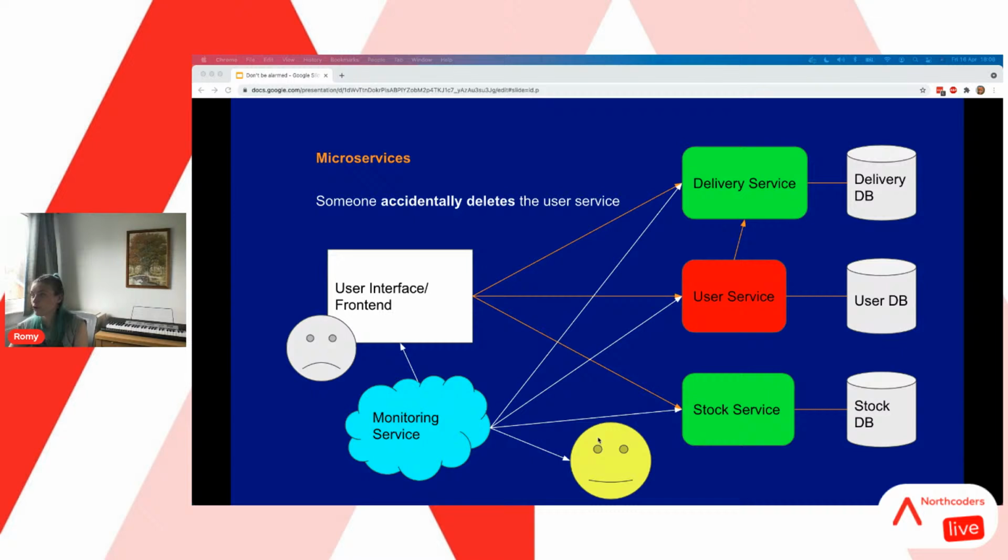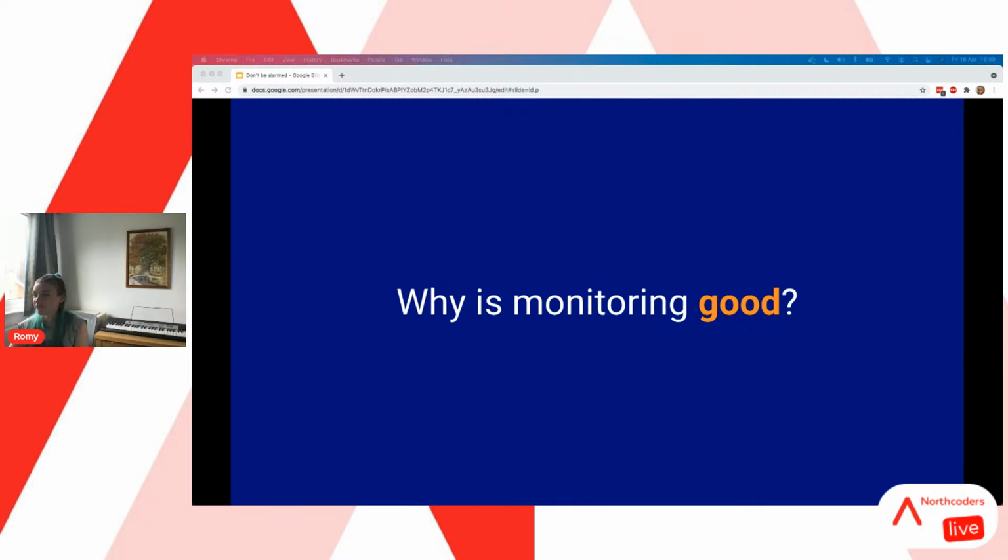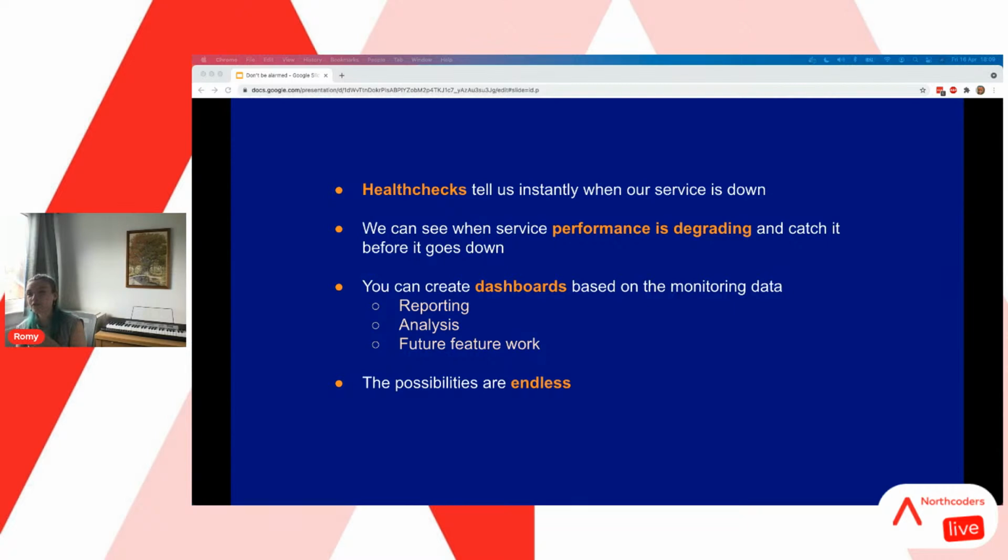So why is monitoring good? Health checks tell us instantly when our service is down. We can see when service performance is degrading and catch it before it goes down. You can create dashboards based on the monitoring data. This is really good for reporting to a business, saying like, look, we're getting loads and loads of traffic. Analysis: we're getting loads of traffic on this day, so maybe we should increase our services on that day and put some more support in line. And also it helps us see we're getting a huge backlog in this particular service and loads of random errors.